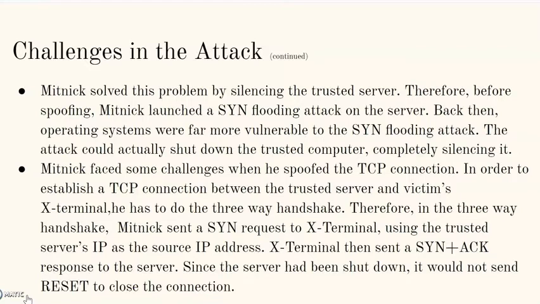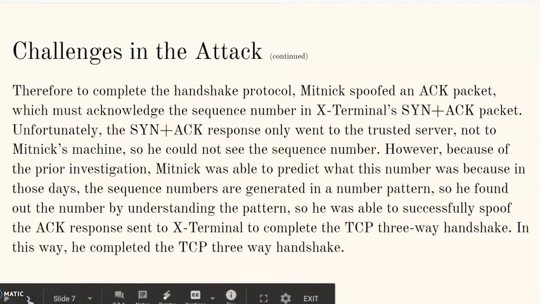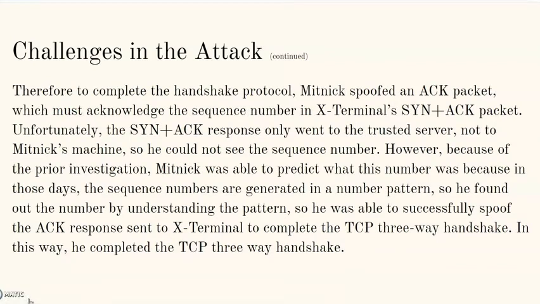Mitnick also faced some challenges when he spoofed the TCP connection. In order to establish a TCP connection between the trusted server and the victim's X terminal, he has to do the three-way handshake. Therefore, in the three-way handshake, Mitnick sent a SYN request to the X terminal using the trusted server's IP as the source IP address. The X terminal then sent a SYN plus acknowledgement packet to the server. Since the server had been shut down, it would not send a reset to close the connection.